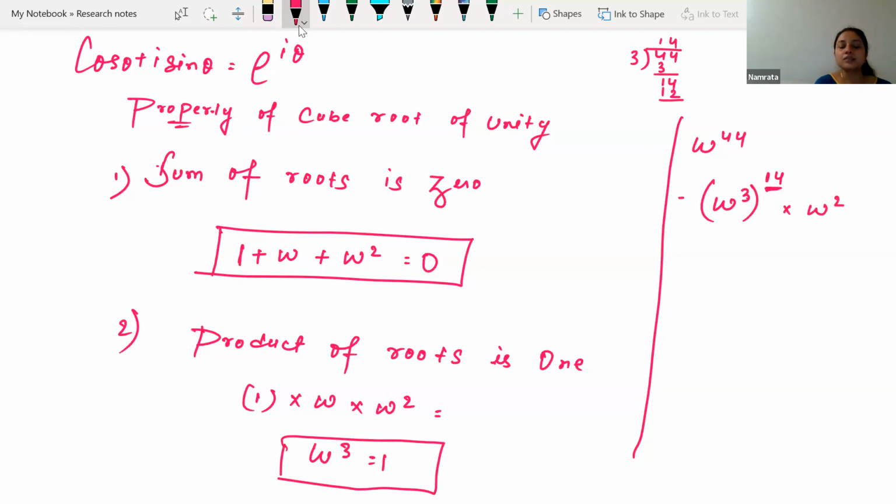Can I write it like this, Lena? Yes, ma'am. Omega cube means 1. So 1 to the power 14 into omega square. Even or odd, whatever the power, 1 to the power anything is 1, minus 1 is not there, just like iota. So it will be 1 only, into omega square. And here we got the result as omega square. Right? Yes, ma'am. So just like iota, we can find the value of these also. Let me take one question related to it.